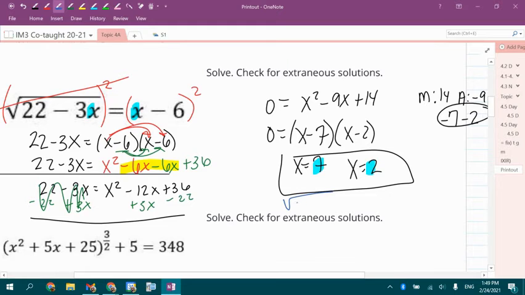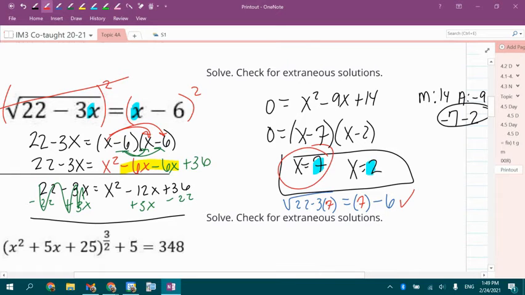So the square root of 22 minus 3 times 7 in this case is equal to 7 minus 6. So I'm taking that 7 and I'm putting it in where I see an x. On the left side, that's 22 minus 21, which is 1. And then on the right side, 7 minus 6 is 1, so this one's good. Okay, so 7 is good to go.